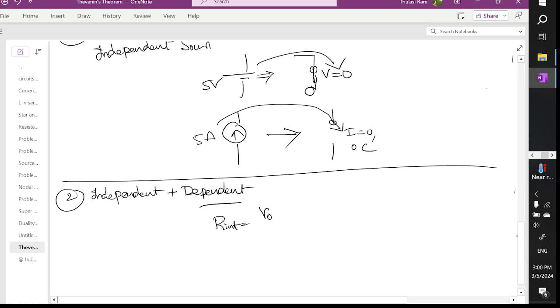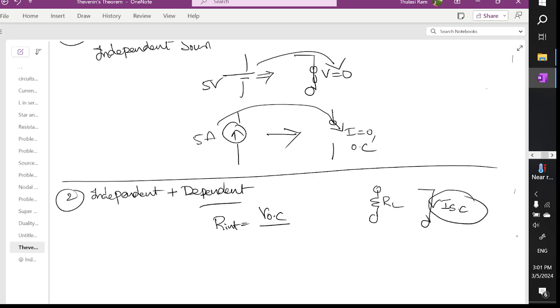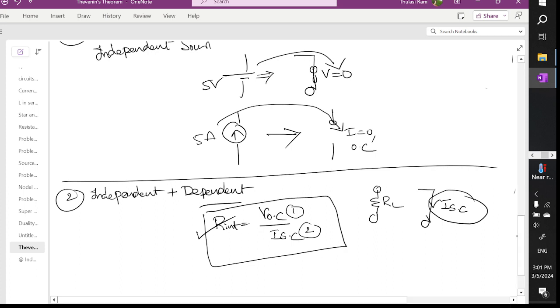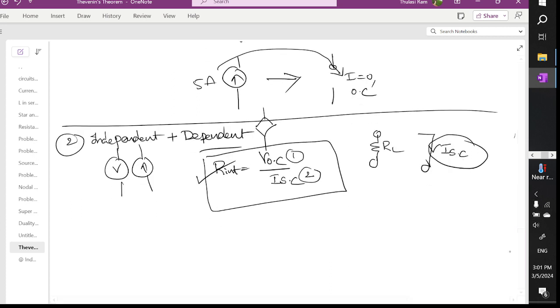Already in the first step we found VOC. Wherever the load resistor RL is given, remove the load resistor and short circuit it. When you short circuit it, maximum current will flow, and find that current, which is nothing but I short circuit. So in the first step we find the open circuit voltage, and in the second step we find the short circuit current, which will give the internal resistance. That is how to find the internal resistance when you have independent sources and dependent sources. There are four types of dependent source. Based on the problem, we'll discuss these.